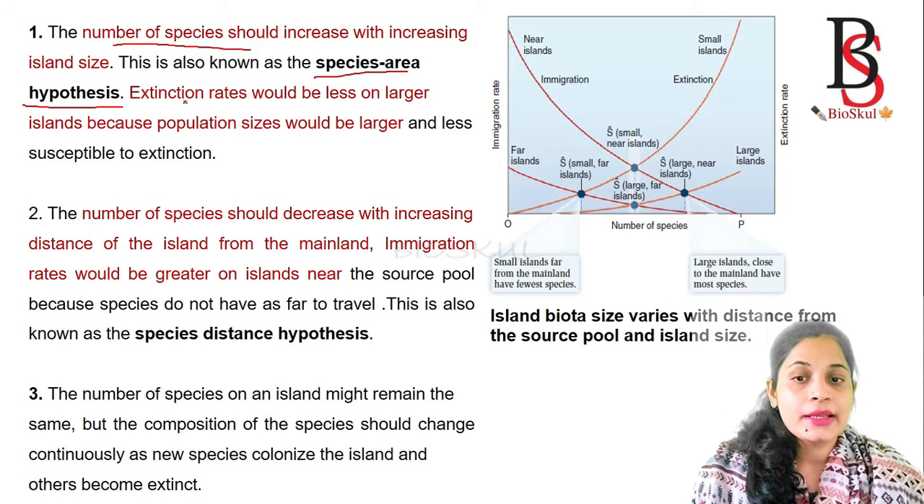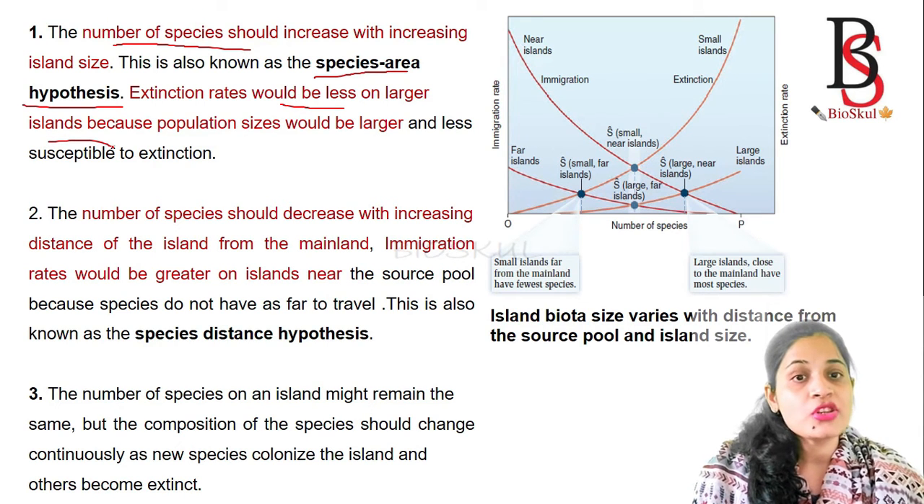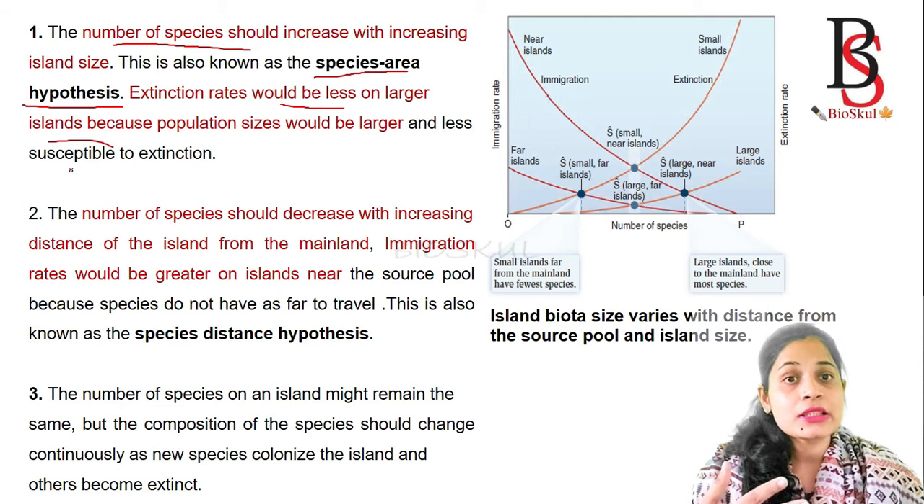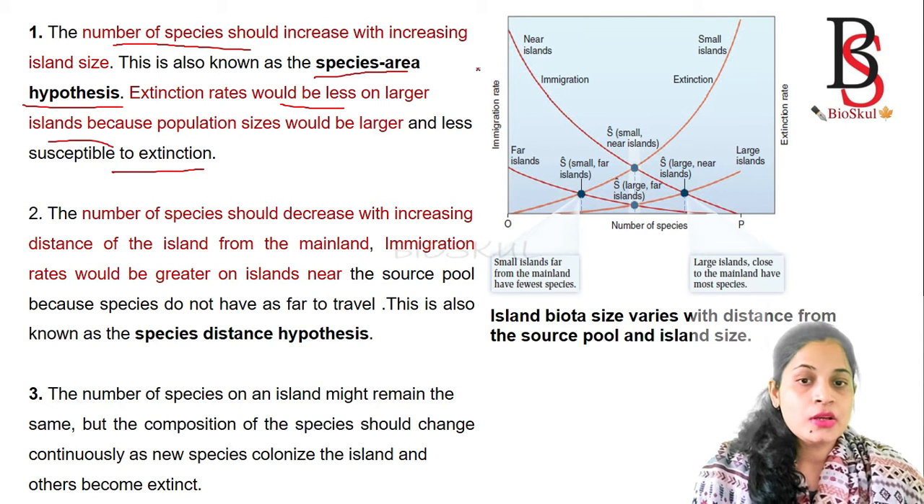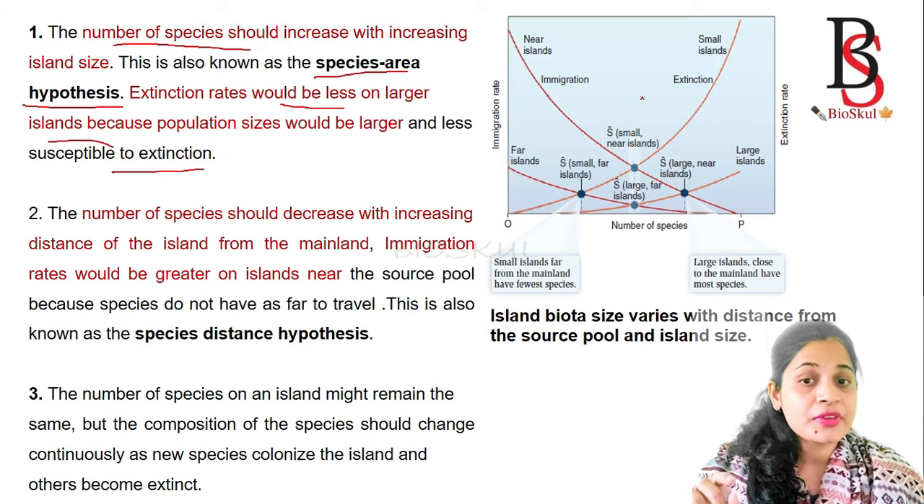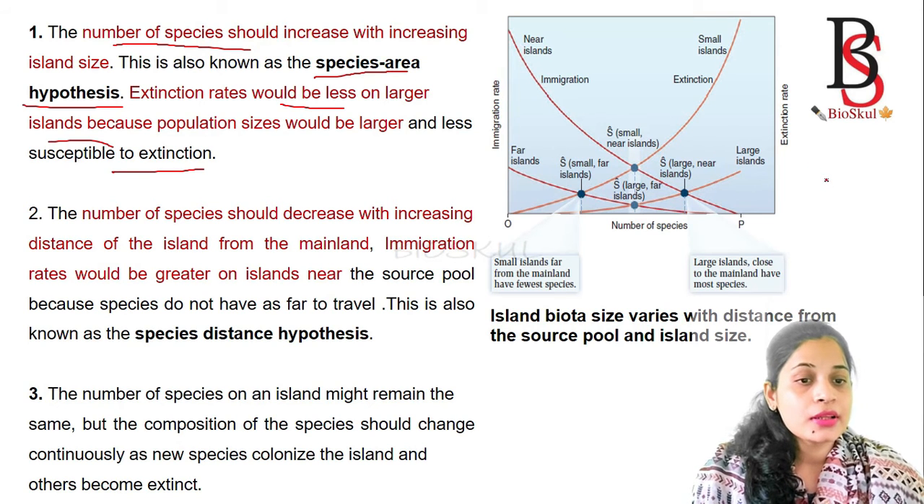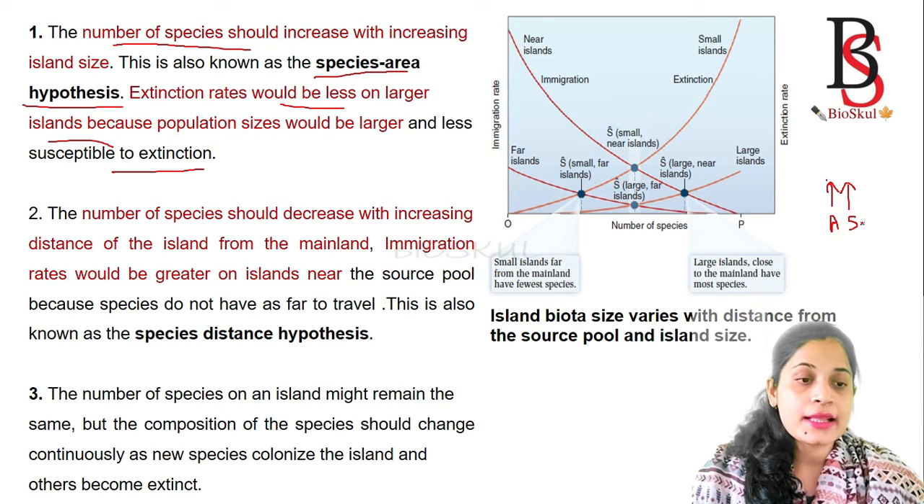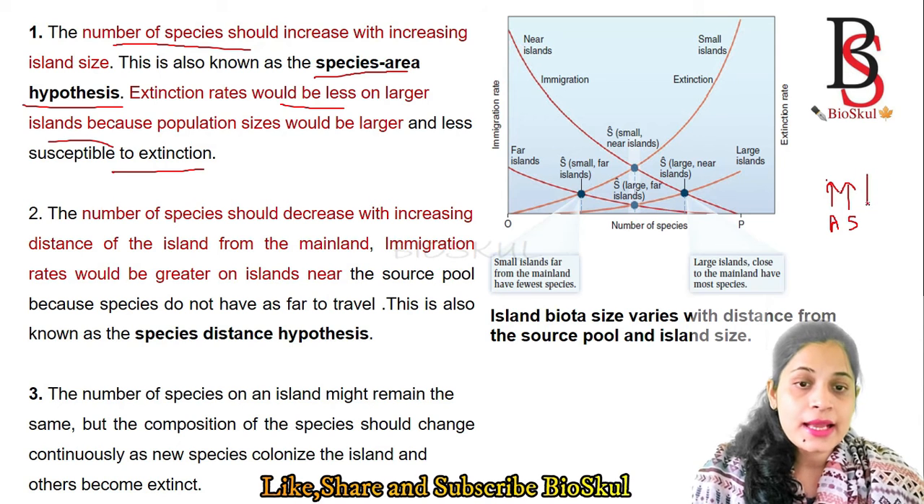Similarly, the extinction rate will be less on a larger island. Why? Because the population size is greater and they are less susceptible to extinction. So what is the species-area hypothesis? It suggests that if the area of the island increases, then the number of species also increases and the extinction rate decreases.